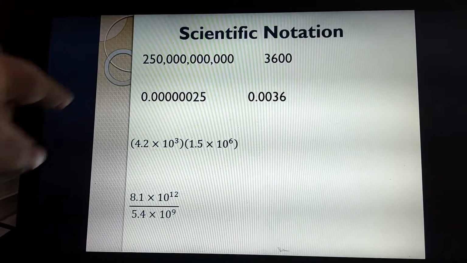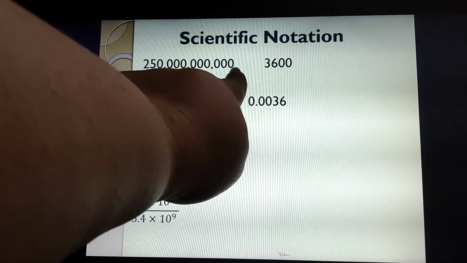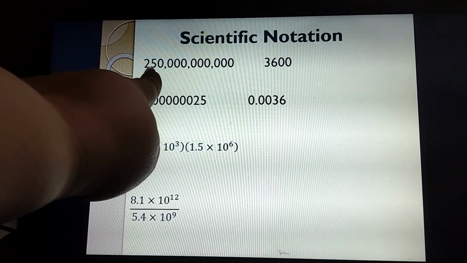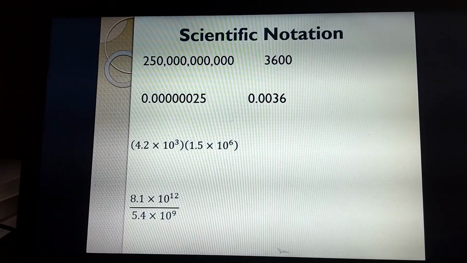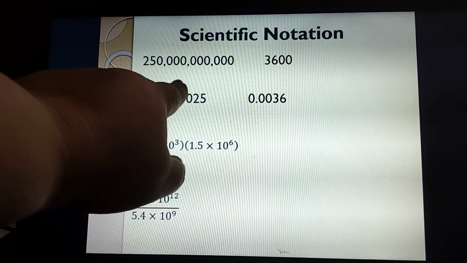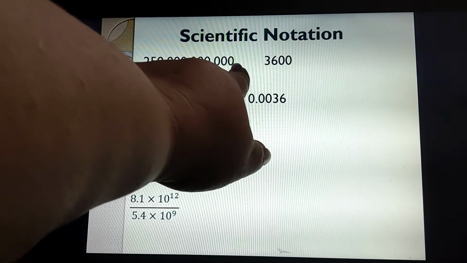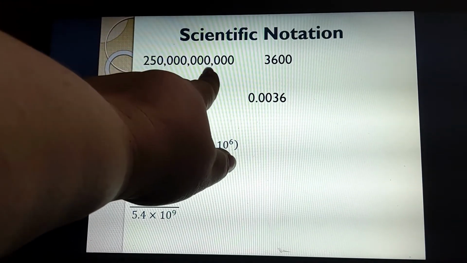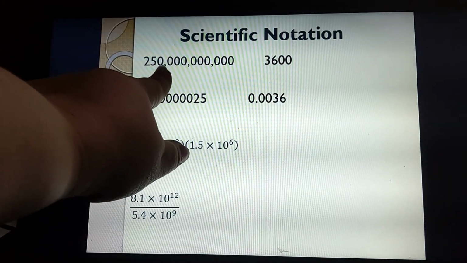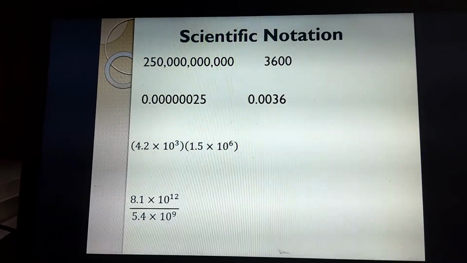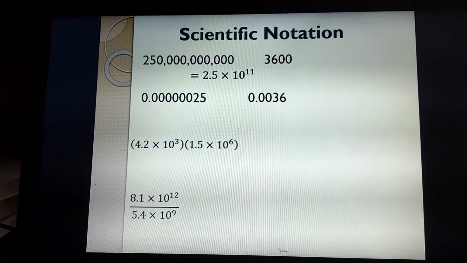Okay, so anyways, instead of writing out 250 billion like this, remember that what you're going to do is you're going to take the decimal point from the end and you're going to move it behind the first non-zero digit. So I'm going to have the 2.5. And then I'm going to multiply it times 10. And the power on the 10 will be how many places I move that decimal. So I move the decimal from here 1, 2, 3, 4, 5, 6, 7, 8, 9, 10, 11 places. So 250 billion becomes 2.5 times 10 to the 11th.